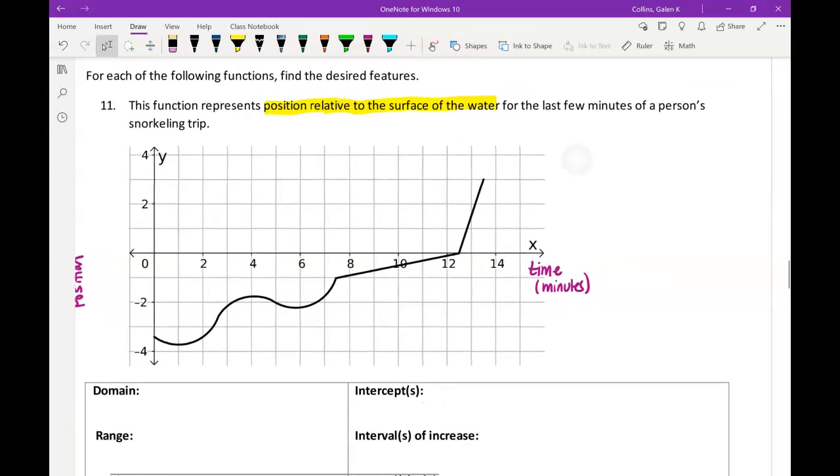And then time. Now, we know time is measured in minutes, because it says the last few minutes. So time in minutes is going to be what's on our x-axis.